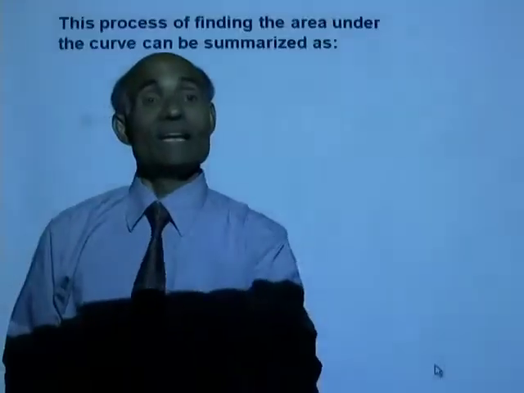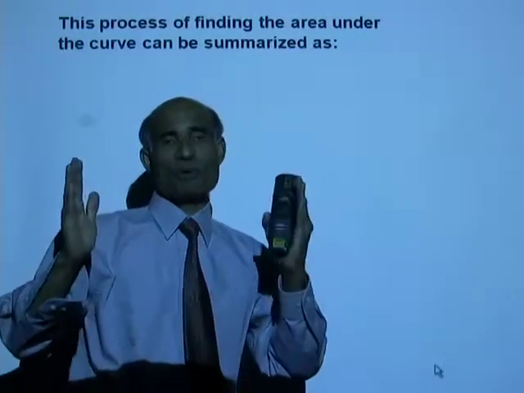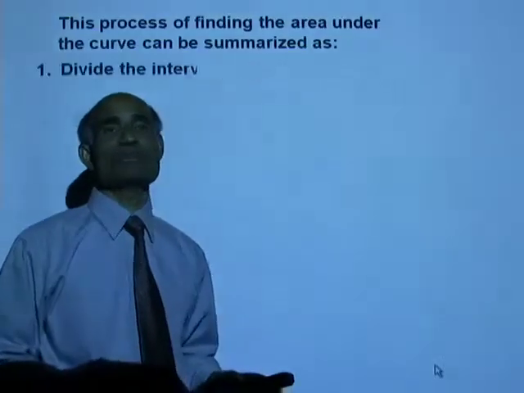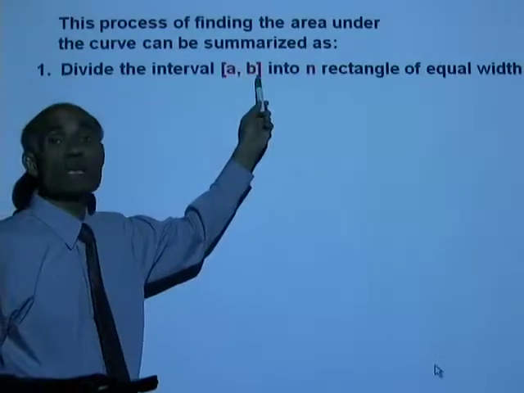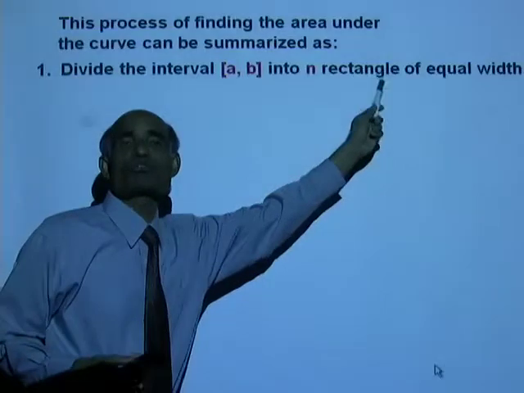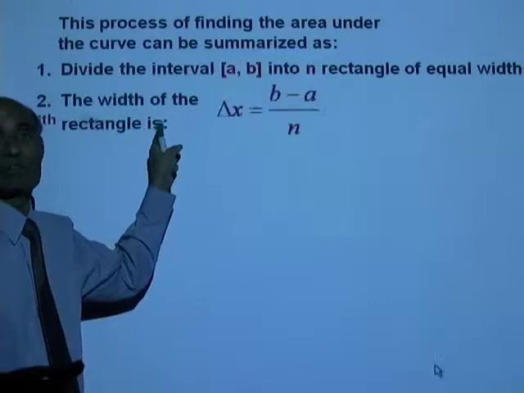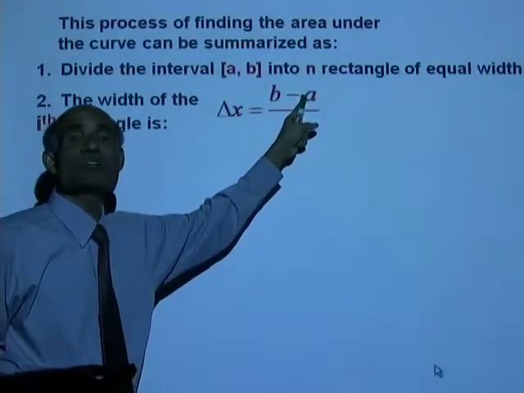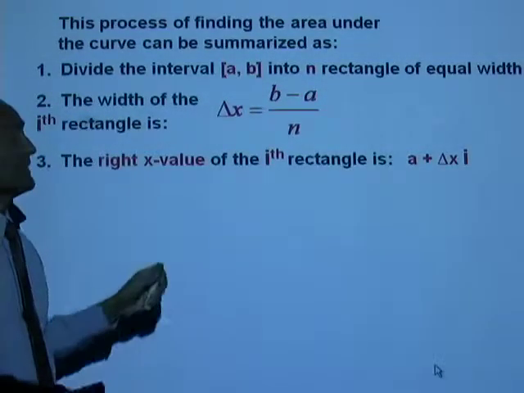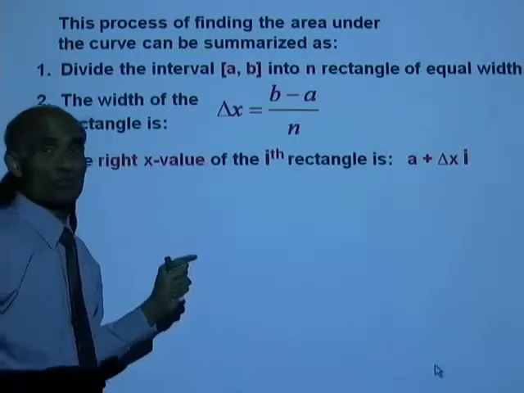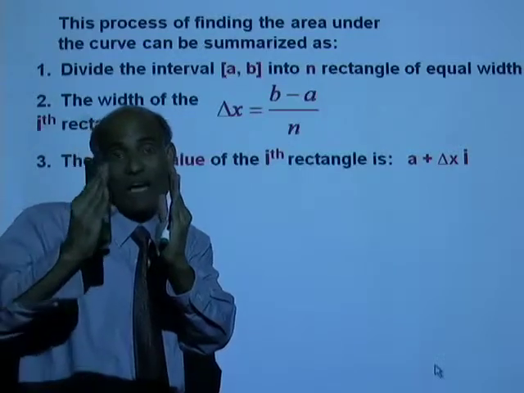All right. Let's now summarize this process of finding the area under a curve from x equal to a to x equal to b. The first step is to divide the interval from a to b into n rectangles of equal width. And what will be the width of the rectangle? The width of the rectangle will be b minus a over n. So obtain the width of the rectangle. Then the right x value. I hope you understand when I say the right x value. A rectangle has a left x value and a right x value.